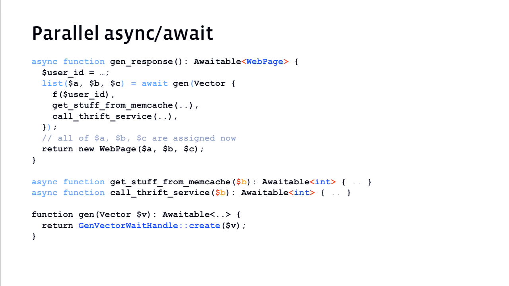Those dependencies are the function f, which we met earlier, and some other functions whose implementations are left to the reader: get stuff from memcache, which presumably gets some stuff from memcache, and call thrift service, which might call a thrift service. At the point of that await, we now have a dependency that says, OK, don't go further into this function until we have fetched all of the results: f, getting the stuff from memcache, and calling the thrift service. And once the await comes back, we're ready to go. We assign $a, $b, and $c, and then we can continue rendering the web page.